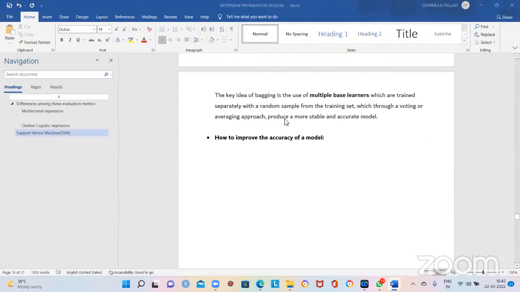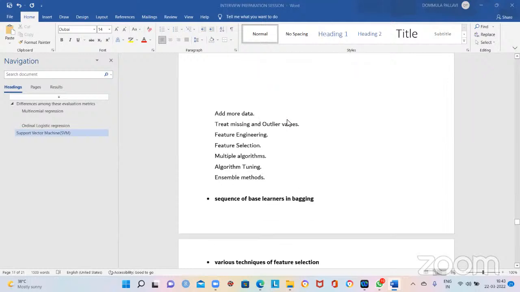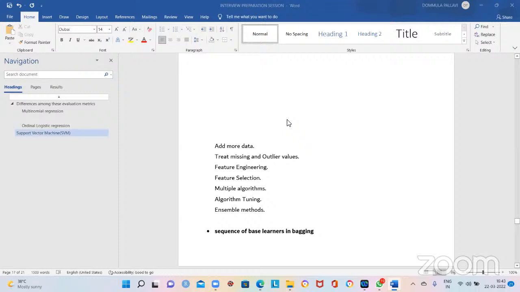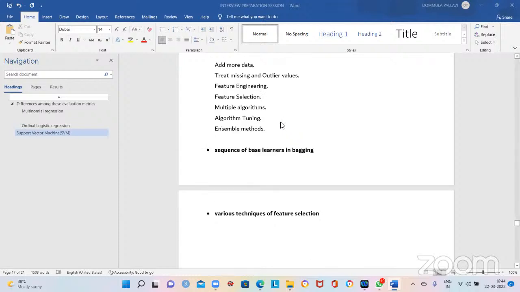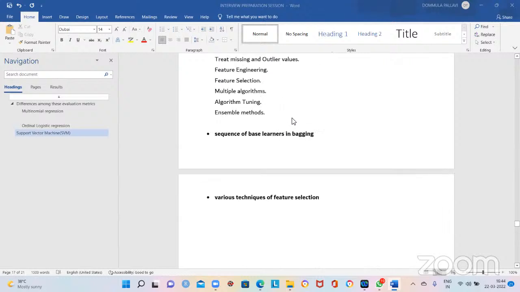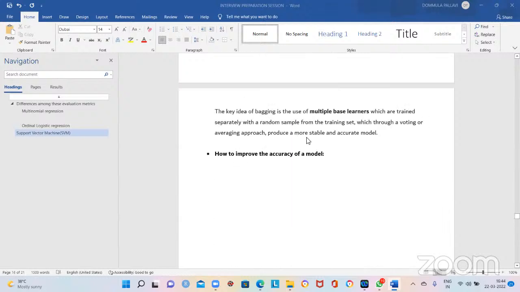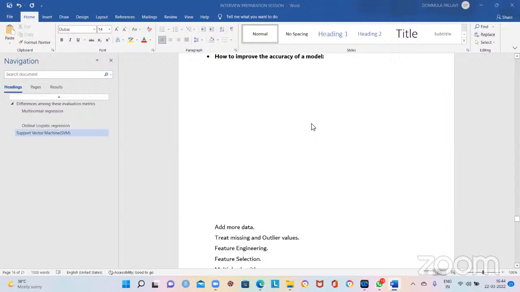And how to improve the accuracy of a model? Add more data, treat missing values and outlier values, feature engineering, feature selection, multiple algorithms, algorithm tuning, ensemble model methods. So these are the things to improve the accuracy of a model.